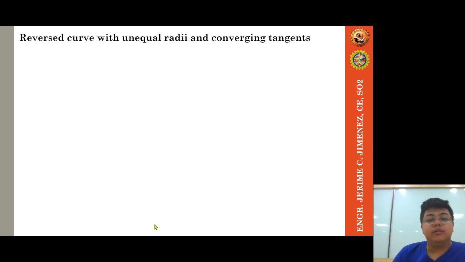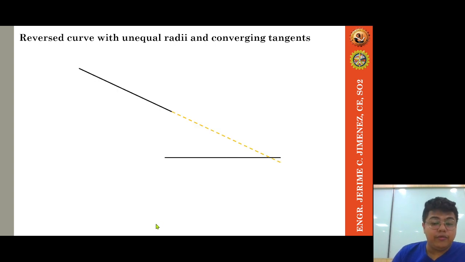So in type 4, unequal radii and converging tangents. Okay? So, let's draw again the converging tangents, connecting them with the common tangent. We have an intersection of the common tangent and the back tangent. Let's call it V sub 1. And we also have the intersection between the common tangent and the forward tangent. Let's call it V sub 2. To capture the unequal radii, let's position the PRC at the midpoint of V sub 1 and V sub 2.